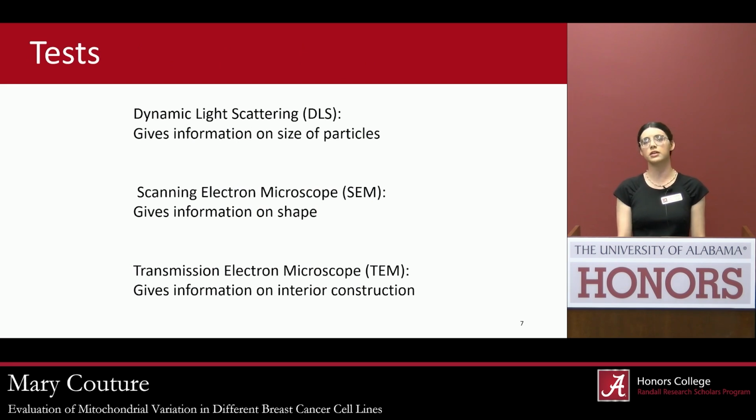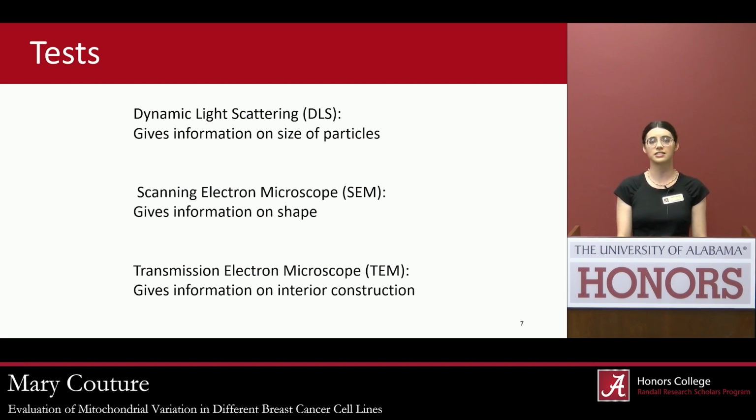In order to determine the changes in the mitochondria, we are first going to determine the changes in the shape, as form following function is an incredibly important part of biology. The first test that we are doing is known as dynamic light scattering, and it simply determines the size of the mitochondria that we have isolated.